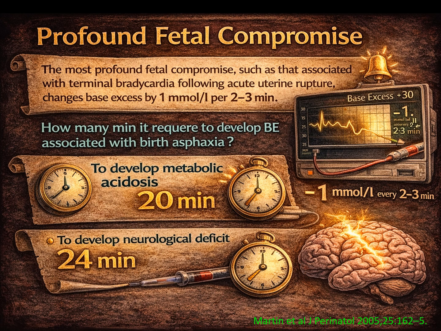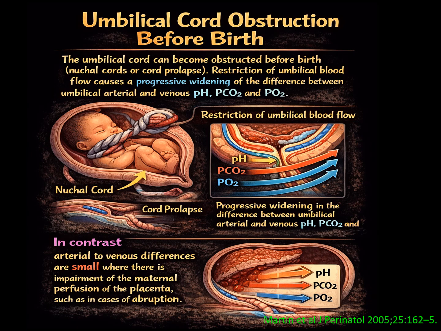So this is the timeline you have to run against whenever there is uterine rupture or bradycardia, suspected uterine rupture, severe placental abruption, or cord prolapse. The umbilical cord can become obstructed before birth, like knuckle cord or cord prolapse. Restriction of umbilical blood flow causes progressive widening of the difference between umbilical artery and venous pH, CO2, and oxygen than in those without evidence of cord compression.